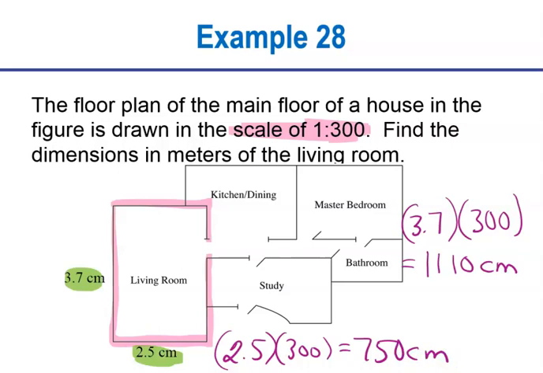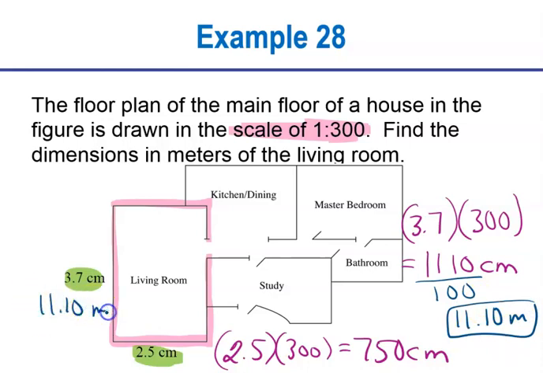Now, if you read your problem, notice they want the dimensions in meters, okay? So if you convert centimeters to meters, remember what you have to do? You have to divide that by 100. So we have 11.10 meters is the length here. So this is 11.10 meters. And here, again, 750 divided by 100 to change it to meters would be 7.50 meters. 0 not required on either of those.